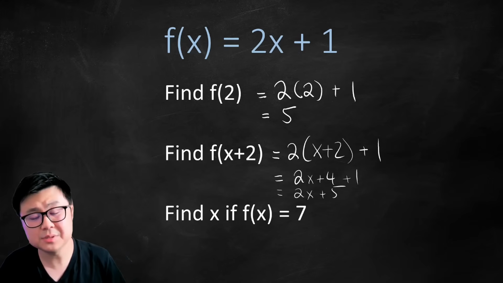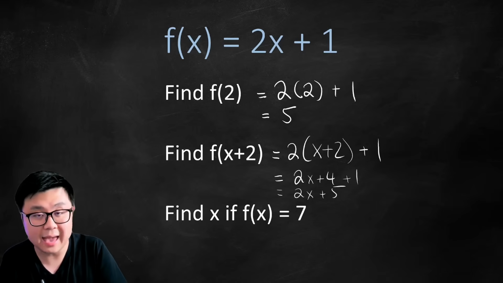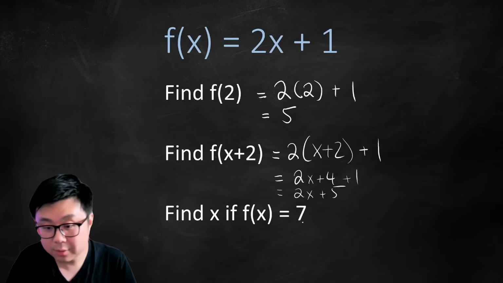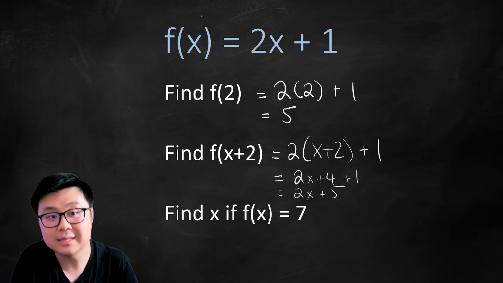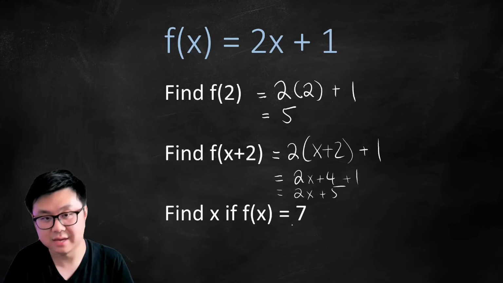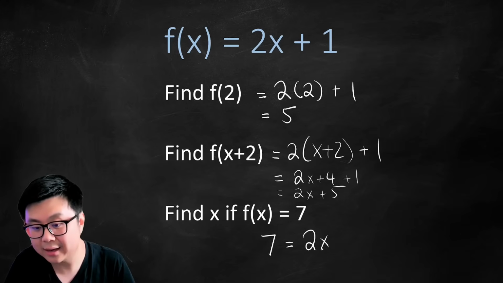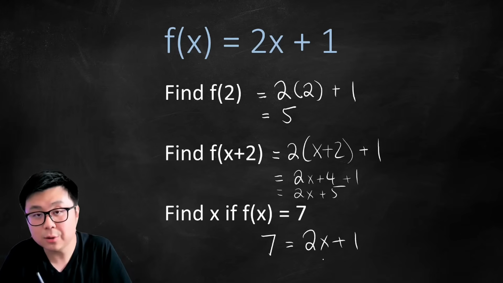Now the third example is the opposite. We're looking for x, or the input, when we know the f of x, or the output, is 7. So I'm not going to replace the x with my 7 here, because 7 is the output. I'm going to replace the entire f of x with 7. So the equation becomes 7 is equal to 2x plus 1. Notice I left the x as it is, because we don't know what x is. We don't know the input.